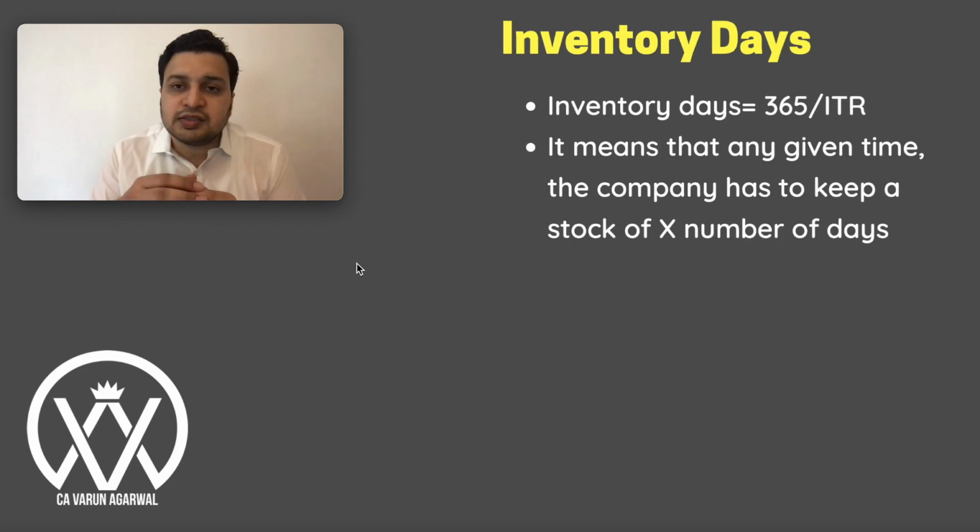Another step ahead concept in the same thing is inventory days. Inventory days are calculated as 365 divided by the inventory turnover ratio. Now what will inventory days signify? It signifies that at any given time, the company has to maintain stock worth how many days. So this is signified by the inventory days.